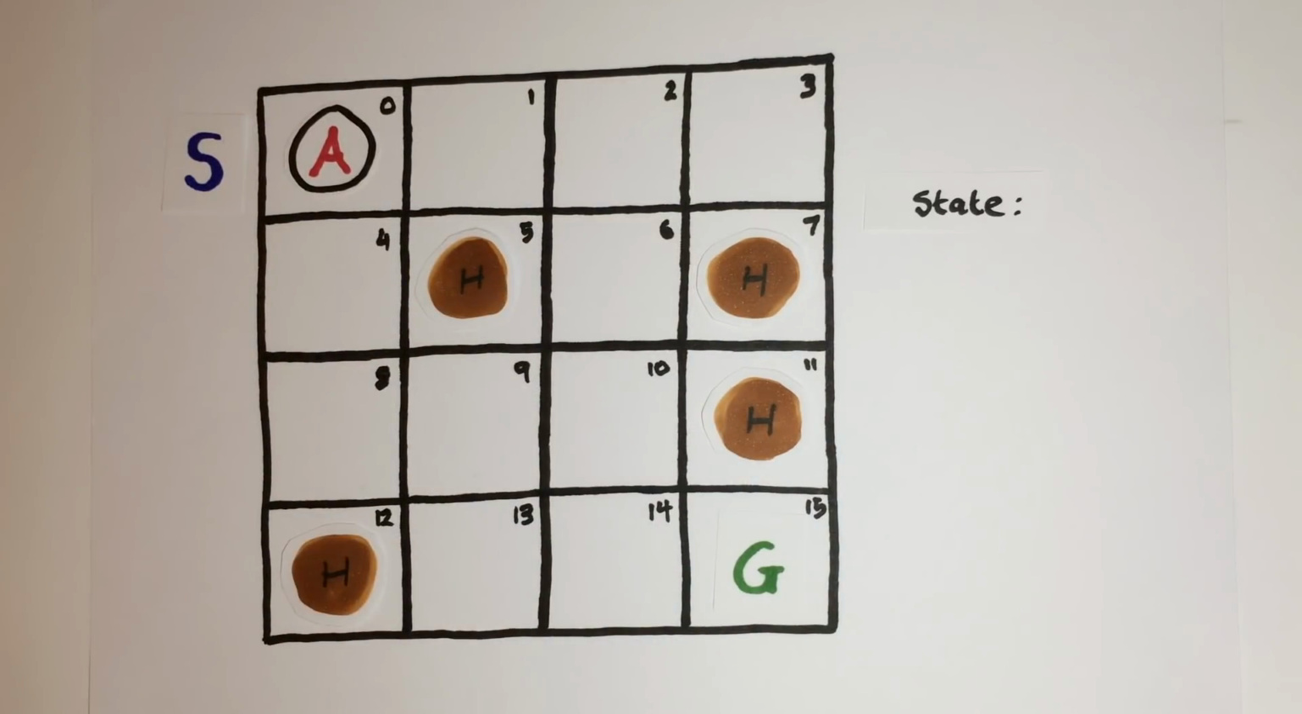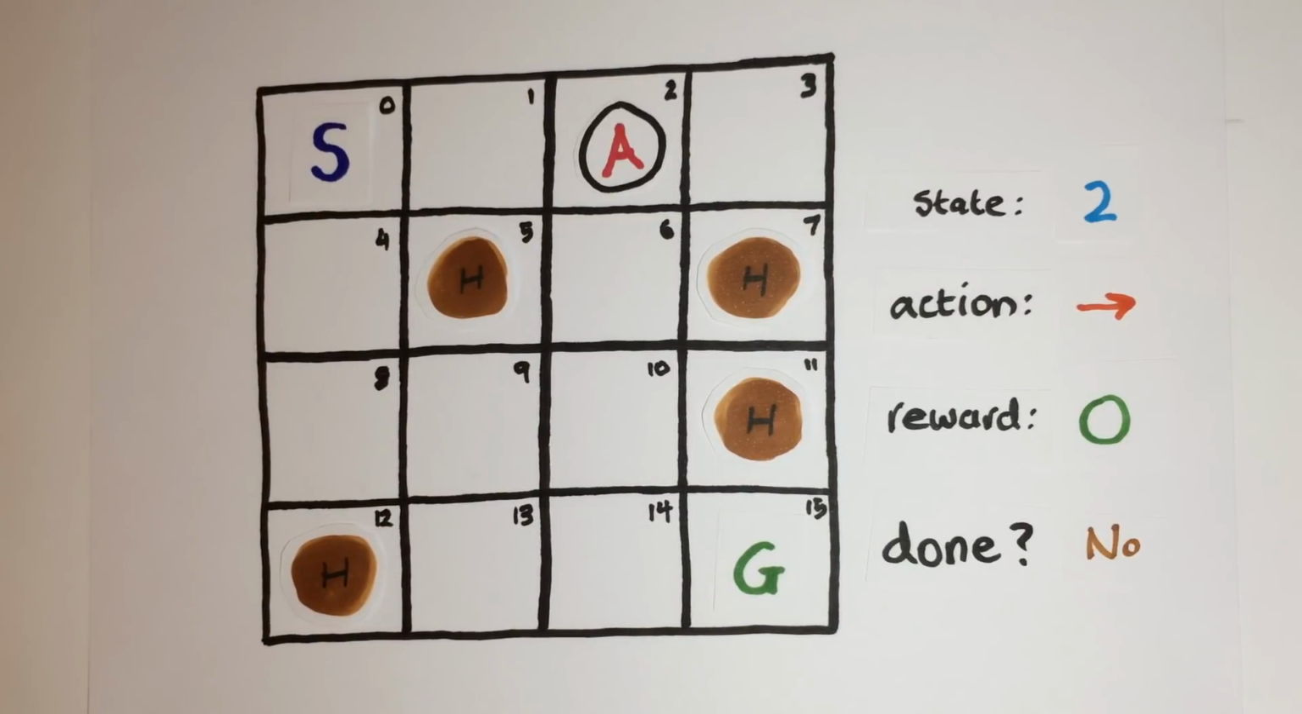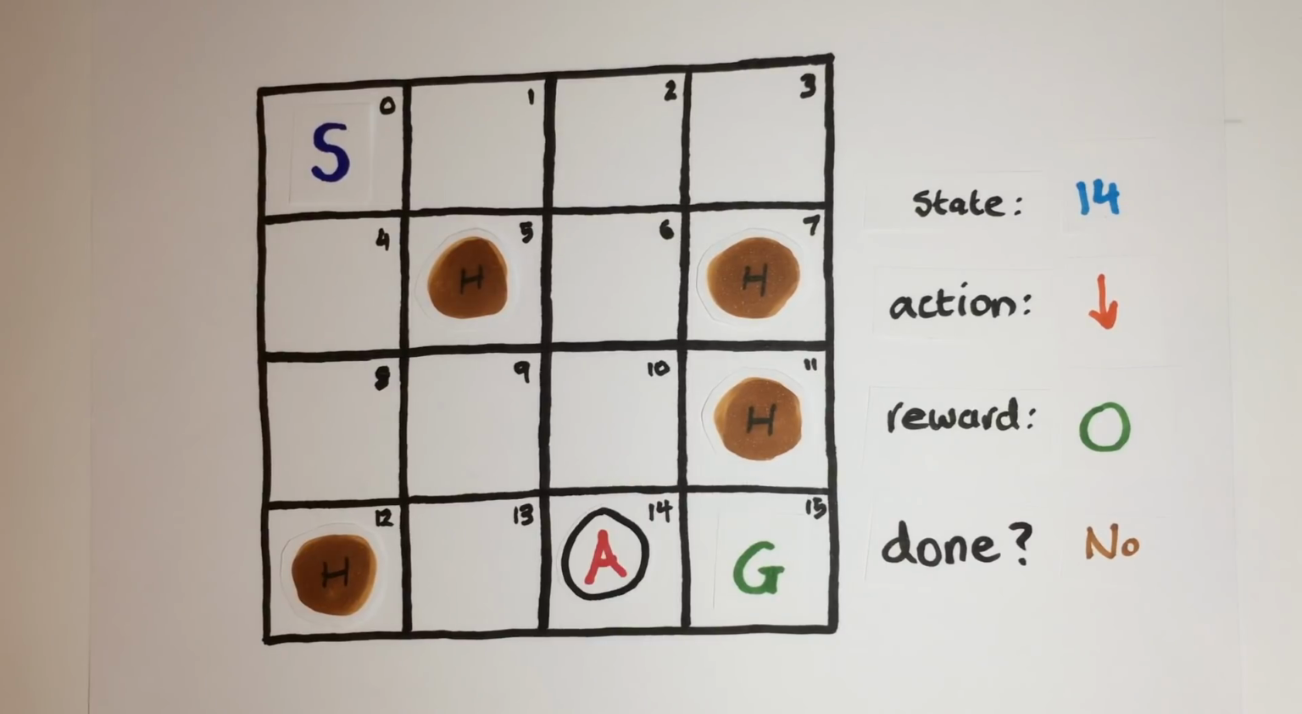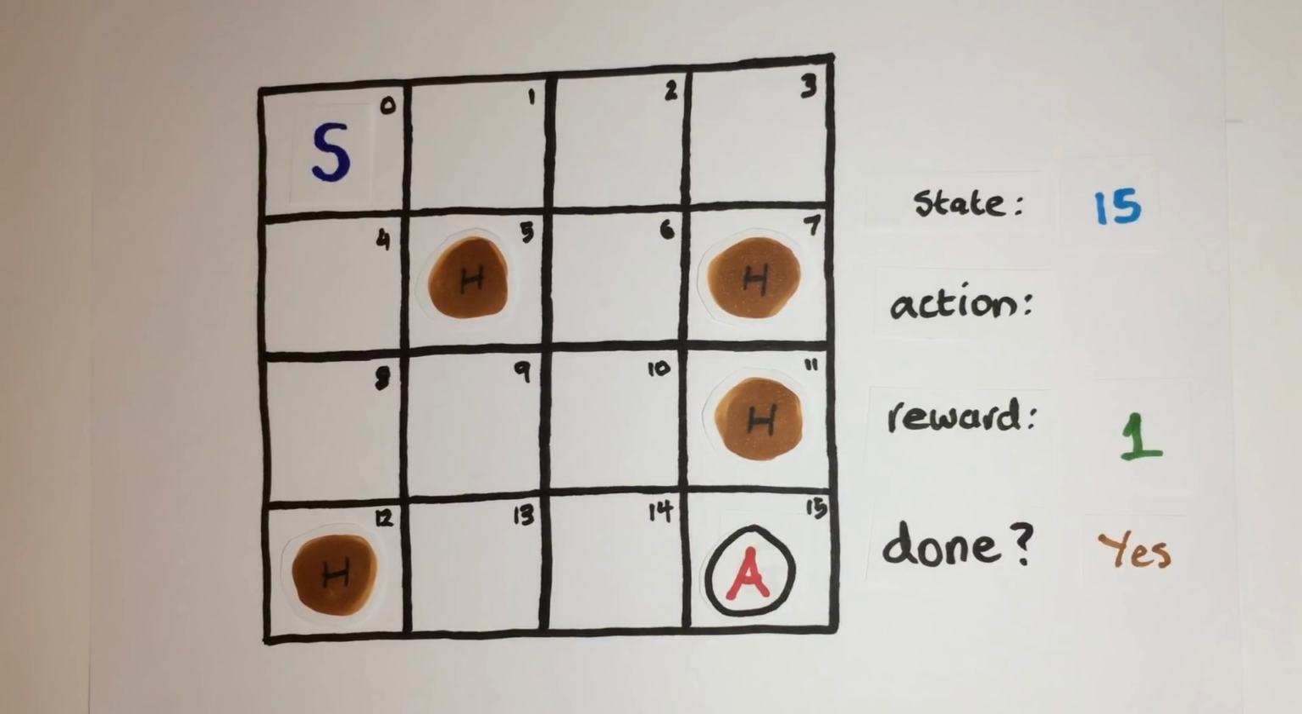So what the agent needs to do is to select an action in the current state which will take it to a next state and earn a reward of 0 in all cases unless it reaches the goal state, where it then receives a reward of 1 and the episode terminates.